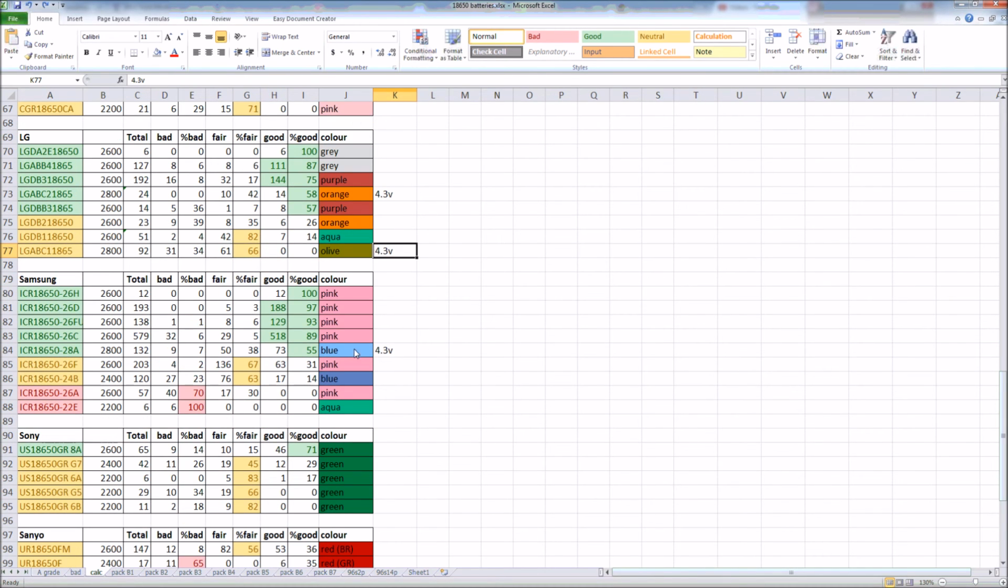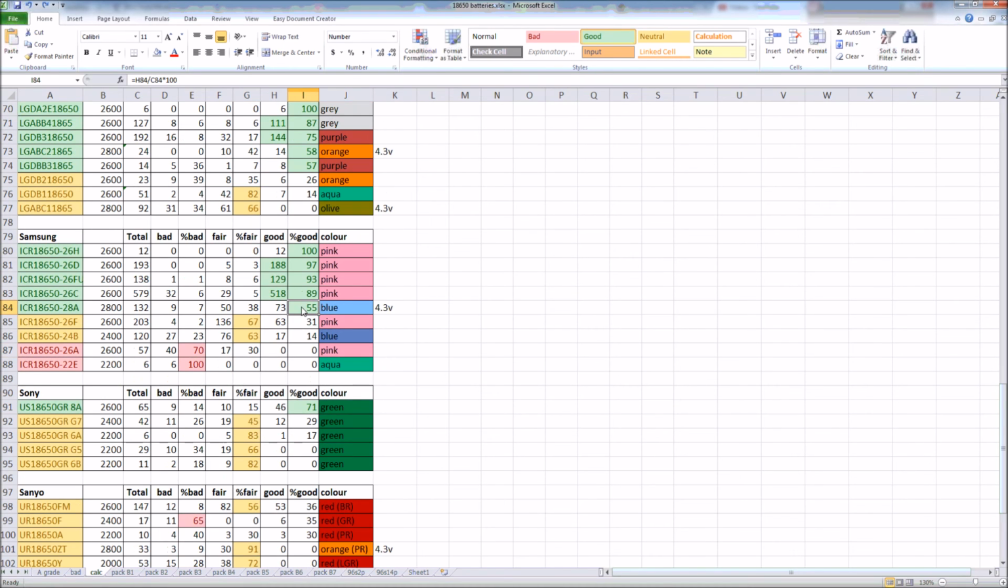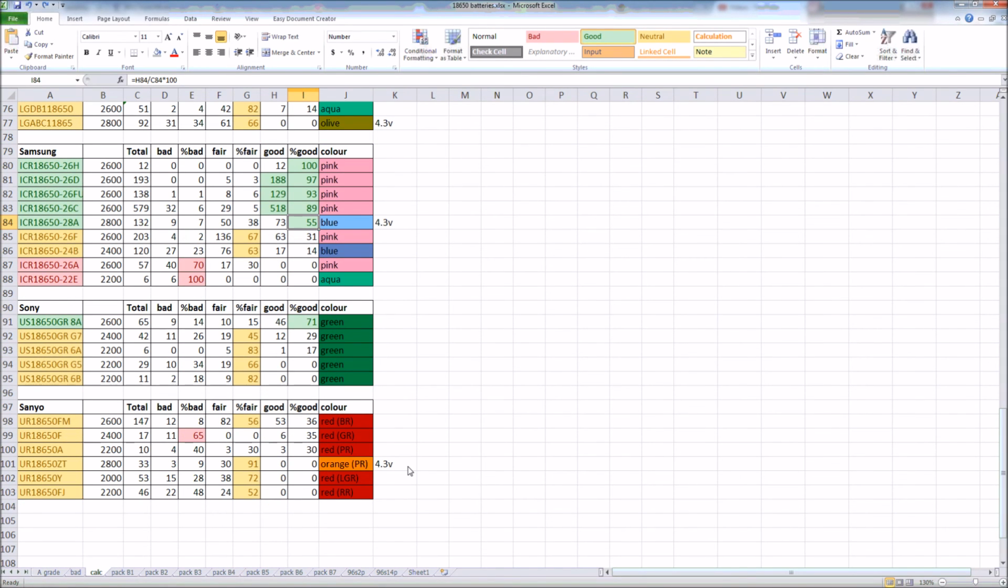Same thing with this Samsung, the blue Samsungs. They're actually supposed to be charged to 4.3 volts, but I think by doing so, you deteriorate the cells, and that's why I have so few that are good. Same again for the Sanyos here.